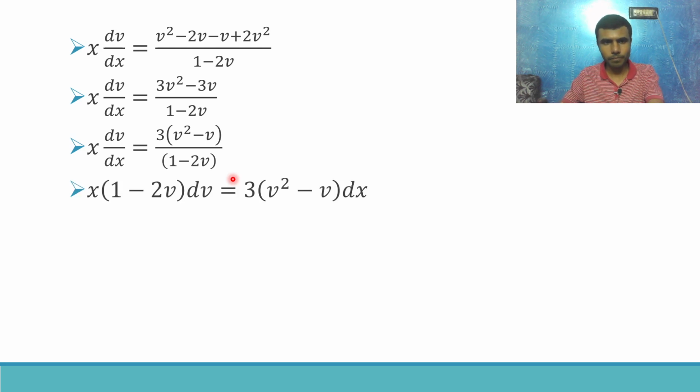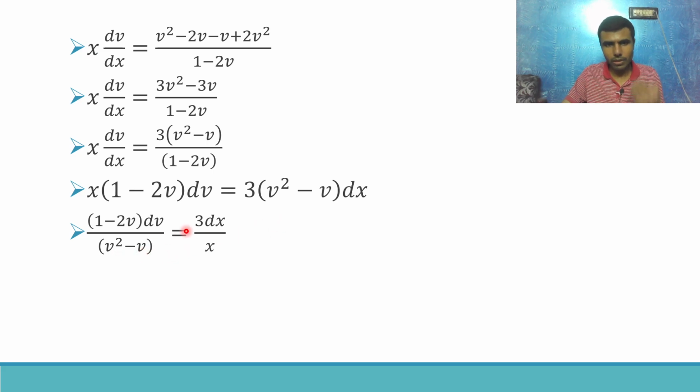Now next, do cross multiplication. Send this 1 minus 2v here and send this dx here. Now I already mentioned I want all the v terms in one place. Now send this v square minus v to the LHS and send this x to the RHS. If you do so, 1 minus 2v by v square minus v is equal to 3 dx by x would come. Okay, great. Now we are here.